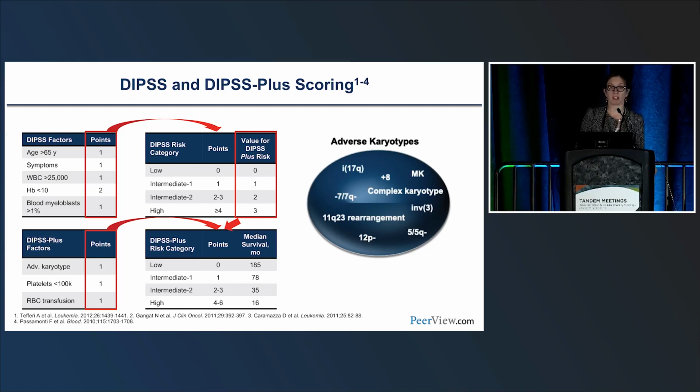The DIPSS Plus took into account 3 additional factors, including adverse karyotype, platelets of less than 100, and red blood cell transfusions. From there, we can generate a scoring system of either low, intermediate 1, intermediate 2, or high risk, and the median survival in months varies for these different groups. It is important to remember that in that previous slide, when we looked at the EBMT recommendations, they do recommend it for intermediate 2 and high-risk disease.